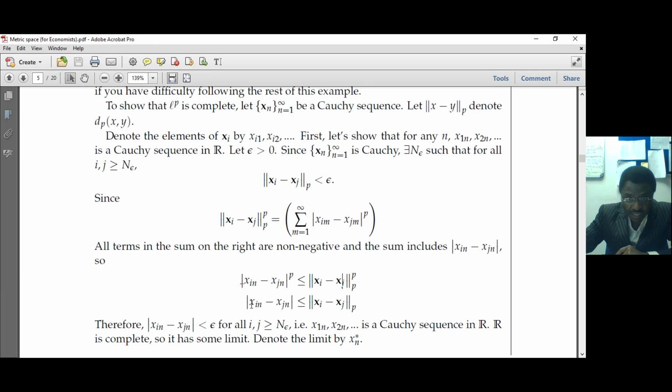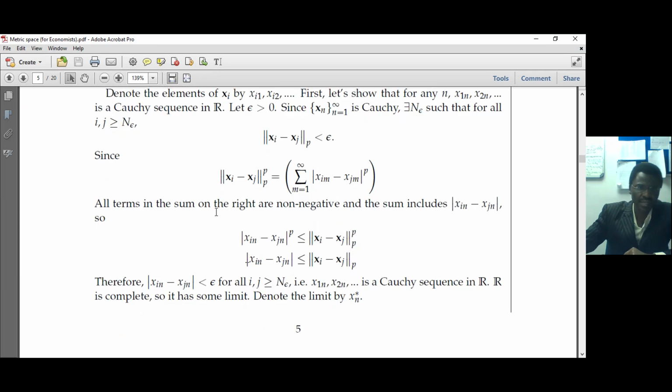You see, when you take the p root, it gives you this. Now you see that if you take less than epsilon here for the Cauchy sequence, it will also indicate that this one is less than epsilon. That is in here already in R. So you move from LP to R with this inequality, and you use the result in R to indicate that this one will converge. And then you reconstruct back to go back into LP. That's exactly what I'm talking about.